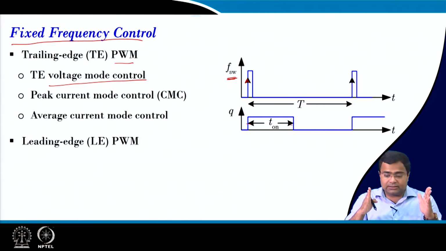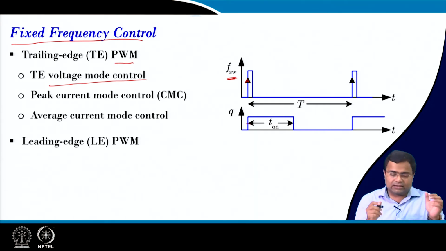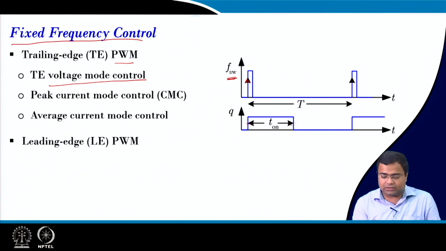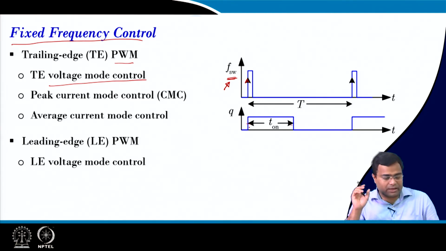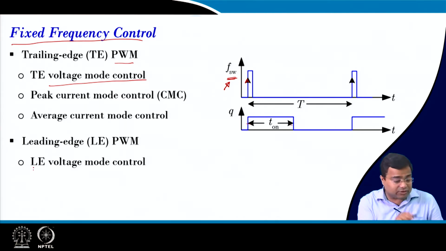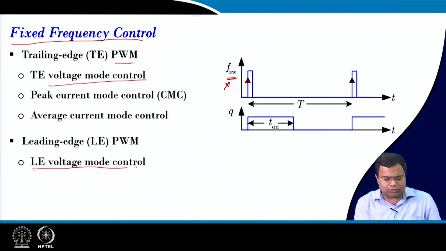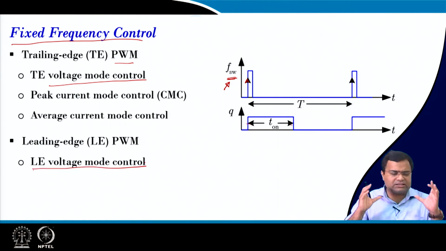Leading edge modulation: in the leading edge modulation, generally at the rising edge of the external clock, the switch is turned off. That means the switch turns off at the rising edge of the switching clock, and the switch turns on based on the comparator condition. It is just the opposite of the trailing edge modulation, and we generally say leading edge modulation in voltage mode control is not used, but this is just for the sake of example we are showing.